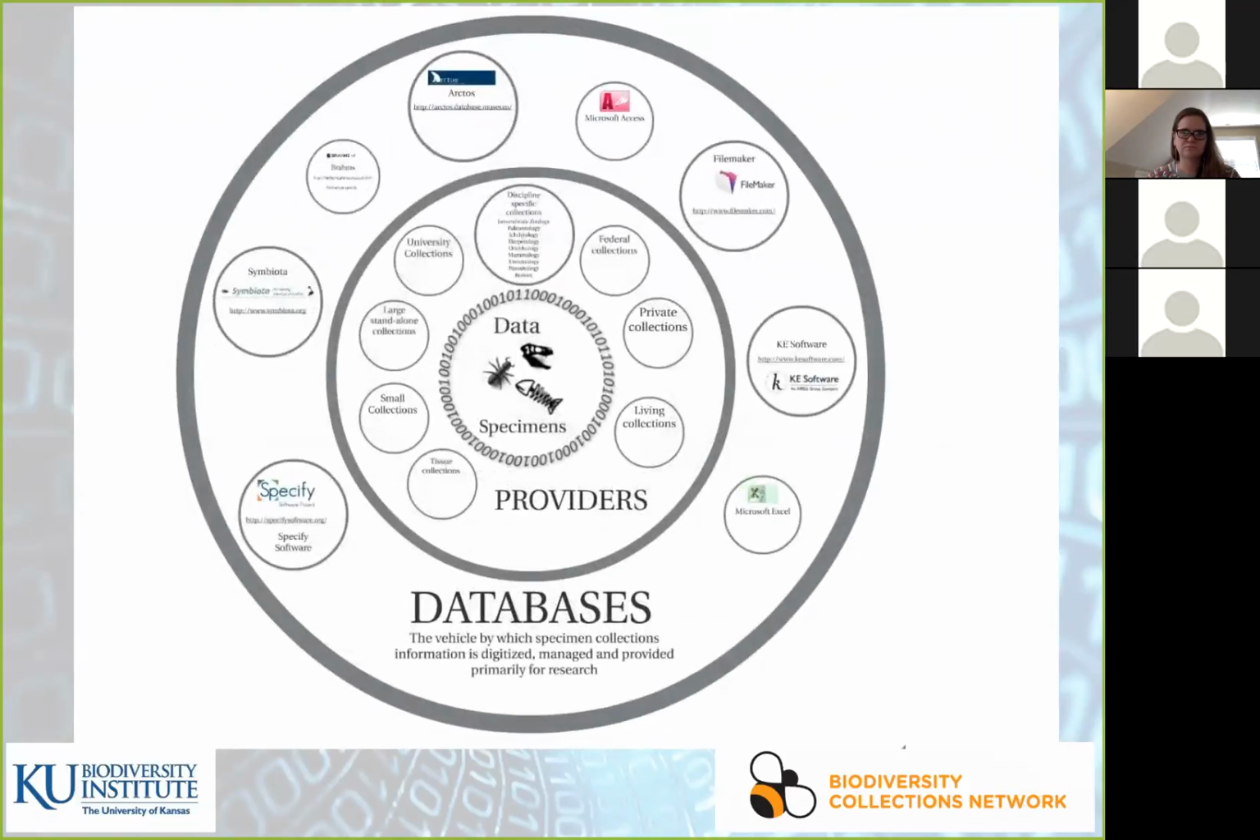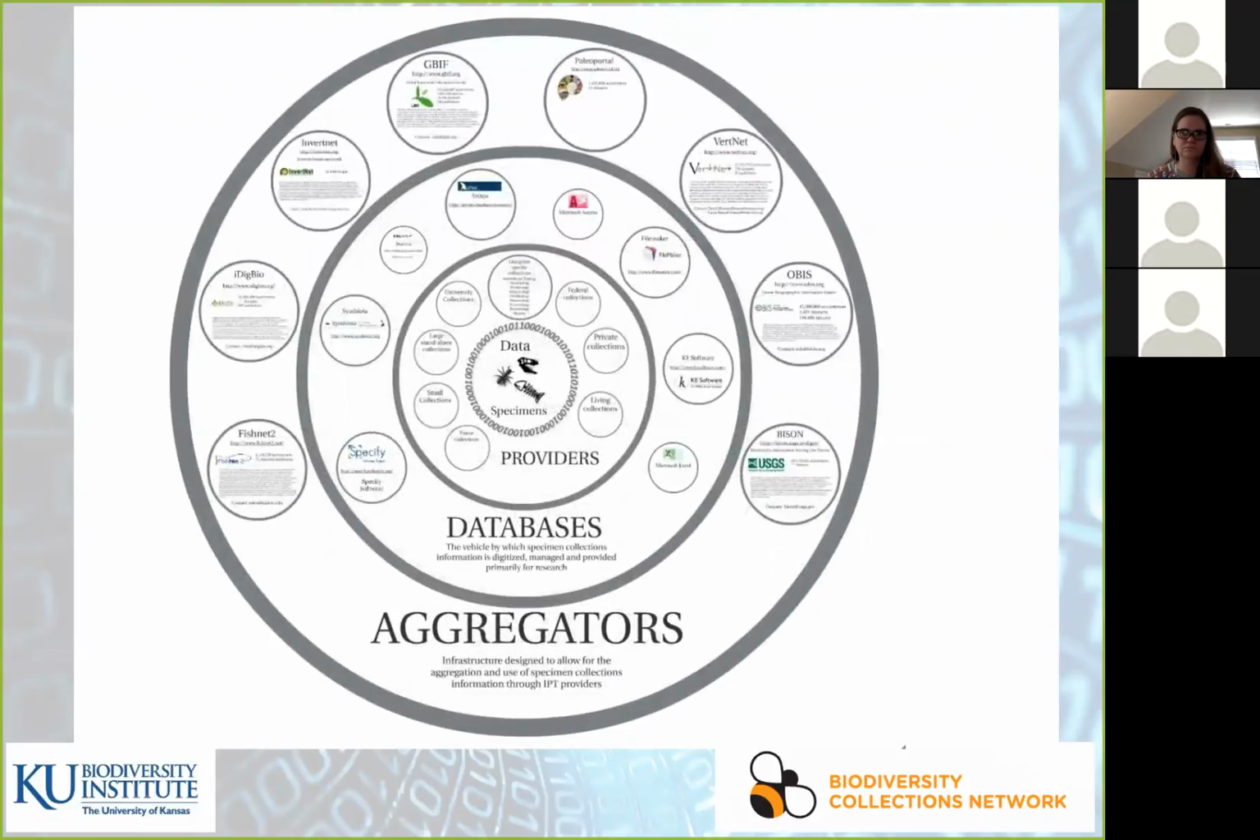Thereafter, these collections are then obviously databased into some sort of databasing software. There are numerous different kinds of software out there that people are using for collections, and this is the primary vehicle for making this digitized information available to the outside world, not only for research but for other people to use. These databases then feed into aggregators thanks to Darwin Core and IPT, to make this data then available to the larger research community and allow people to be able to search multiple collections all at the same time.